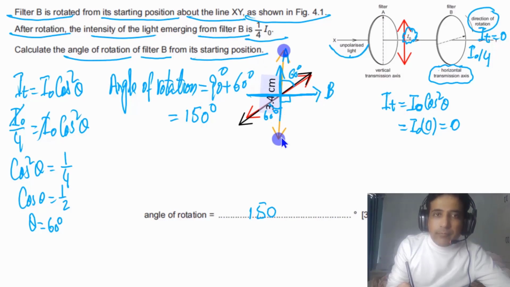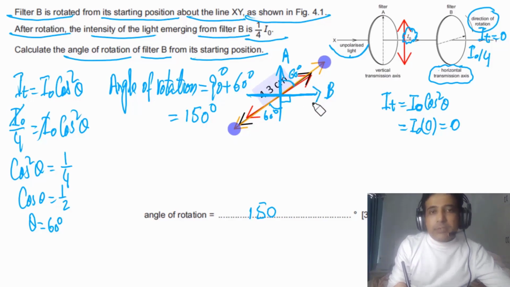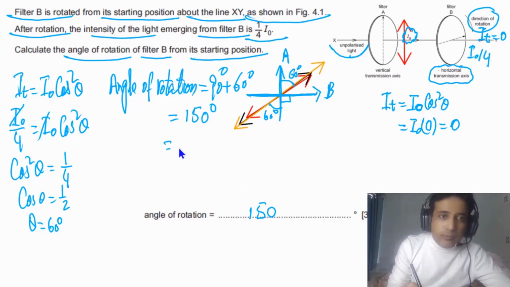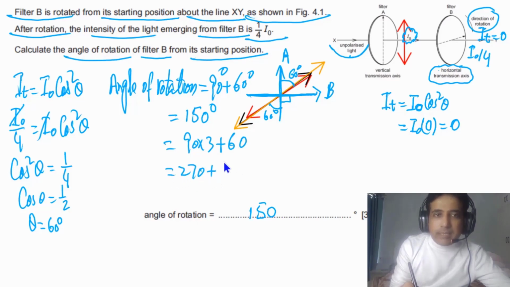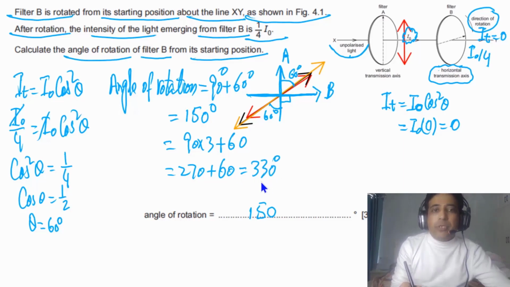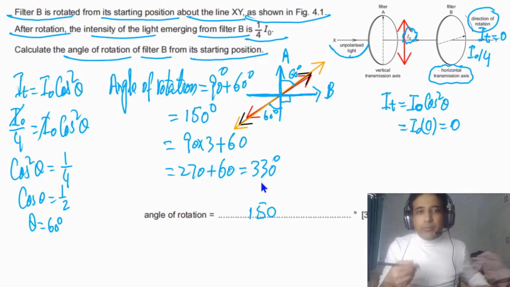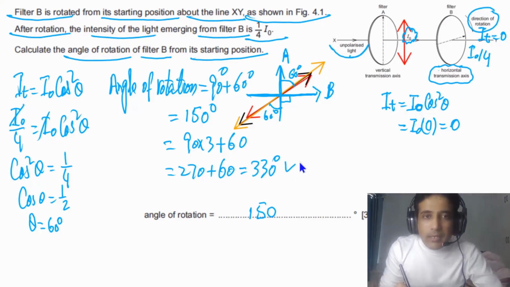And if we again rotate by an angle of 60 degrees, we can align this one with A at an angle of 60 degrees. So in this case, you can also say the total angle of rotation is 90 times 3 plus 60. So this one will be equal to 270 plus 60. So you can also write down 330 degrees. So this answer is also acceptable. So if you write down 150 or 330, both answers are acceptable. So this is how you need to answer this question. I hope this one is clear to you.